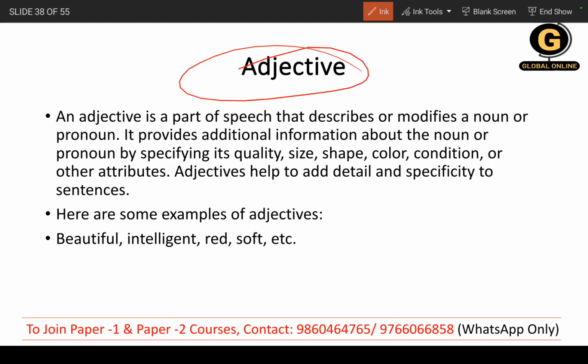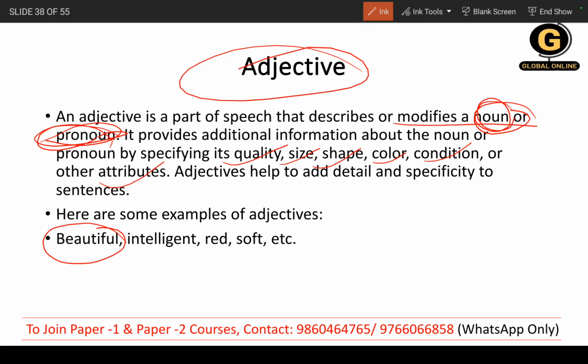An adjective modifies a noun or pronoun. When a word adds details about a noun or pronoun, that is an adjective. In a simple manner, you just need to remember that if a word is adding details about a noun or pronoun, that is an adjective. It also talks about a noun's quality, size, shape, color, condition, or other attributes.